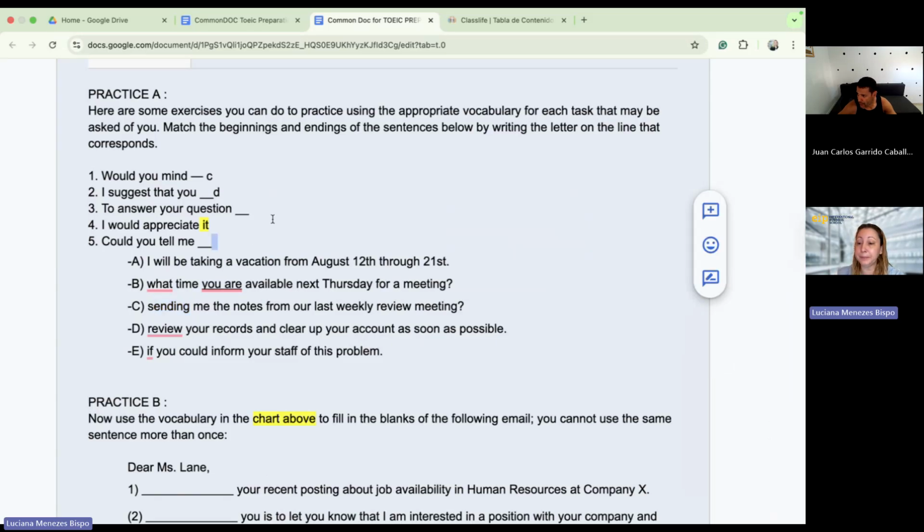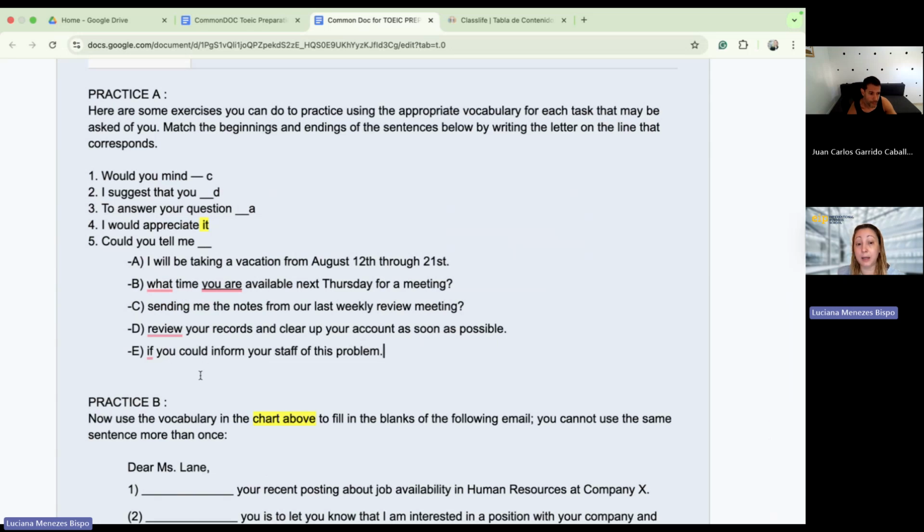Number 3. To answer your question, I will be taking a vacation from August 12th through 21st. Here we just need a piece of information. I would appreciate it if you could inform your staff on this problem. Correct. Apart from that, the following one is a question, so it wouldn't fit because we need an affirmative sentence.